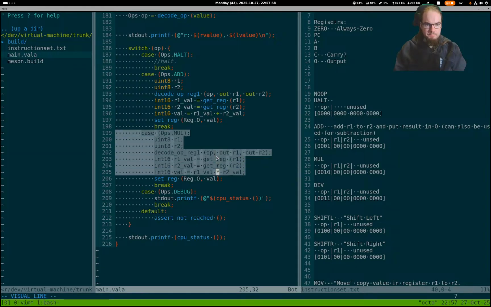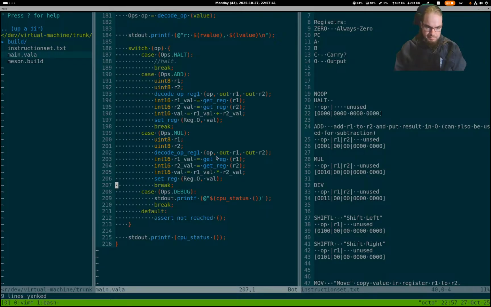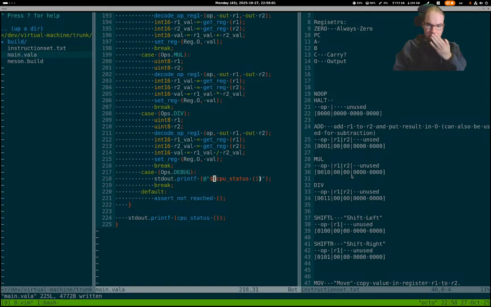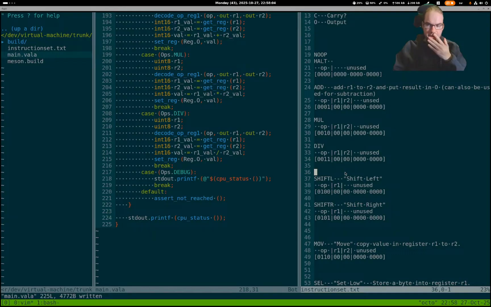And then we div. This is gonna be a problem, I guess. Or perhaps not. Div. Then we have Shift L. So we get a value, shift it, shove it back. Right.